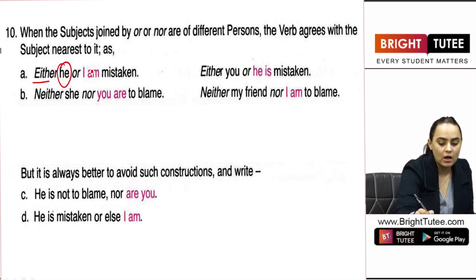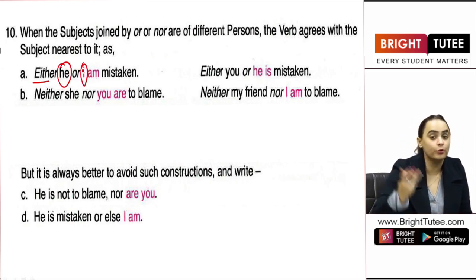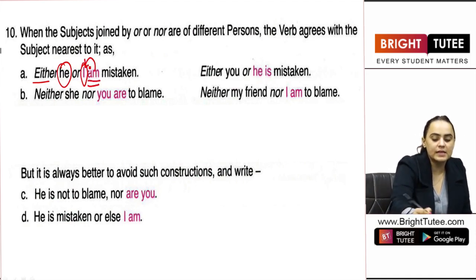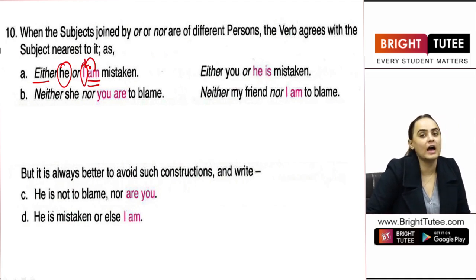Either he or I. These are my two nouns, pronouns rather. The verb is closest to the pronoun I. And we know with I we use am. I cannot say I is or I are. It is always I am.